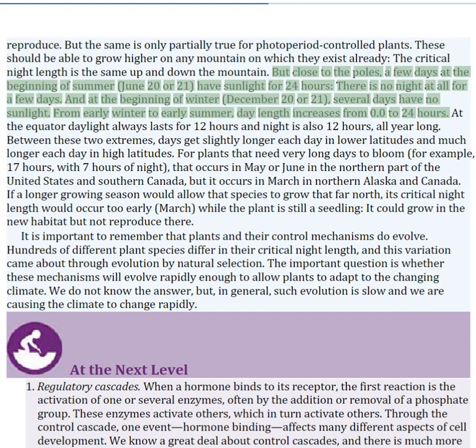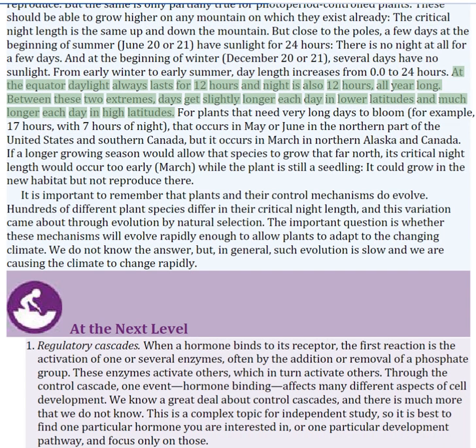But close to the poles, a few days at the beginning of summer have sunlight for 24 hours. There is no night at all for a few days. And at the beginning of winter, several days have no sunlight. From early winter to early summer, day length increases from 0.0 to 24 hours. At the equator, daylight always lasts for 12 hours and night is also 12 hours, all year long.